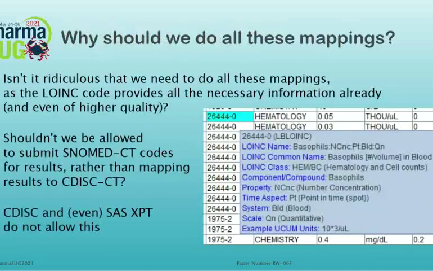But isn't it ridiculous that we need to do all these mappings, as the LOINC code already provides all the necessary information and is the only real identifier of the test? Smart viewers can also easily display the details of each of the LOINC codes to the reviewer. Shouldn't we be allowed to submit SNOMED CT codes and terms for results, rather than mapping results to CDISC CT? But CDISC and even the SAS transport format do not allow this, for example, as a test code is not allowed to start with a number, and LOINC and SNOMED codes do.